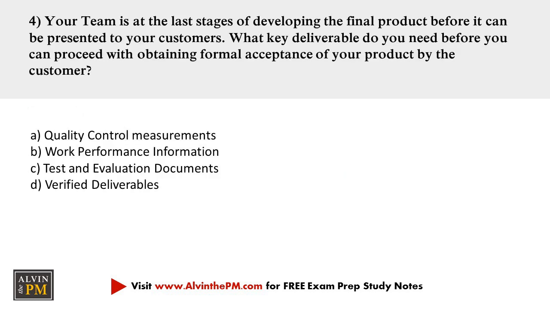Question 4. Your team is at the last stages of developing the final product before it can be presented to your customers. What key deliverable do you need before you can proceed with obtaining formal acceptance of your product by the customer? Is it A. Quality control measurements, B. Work performance information, C. Test and evaluation documents, or D. Verified deliverables? Take a moment to think about the question and then we'll reveal the answer in a couple seconds.